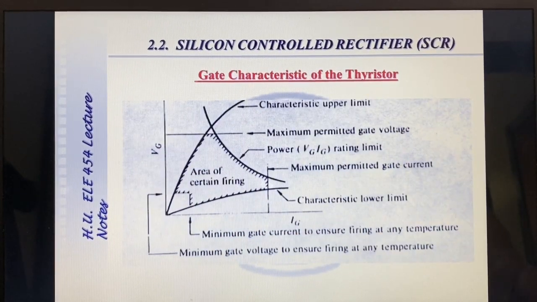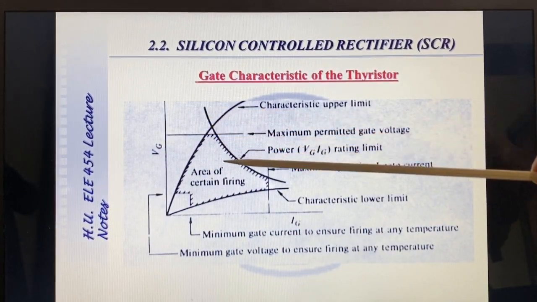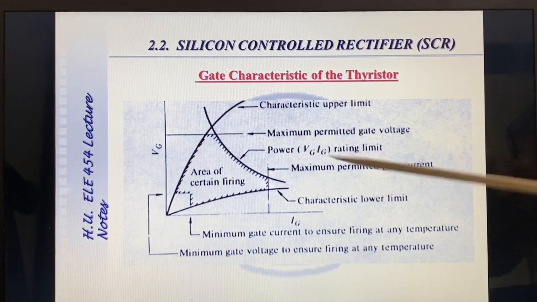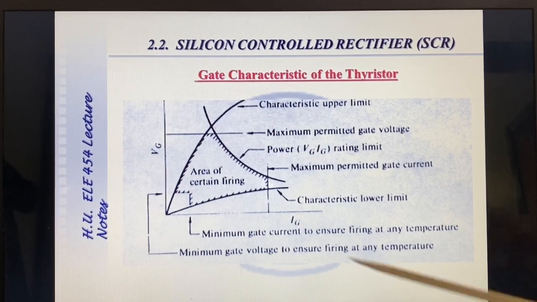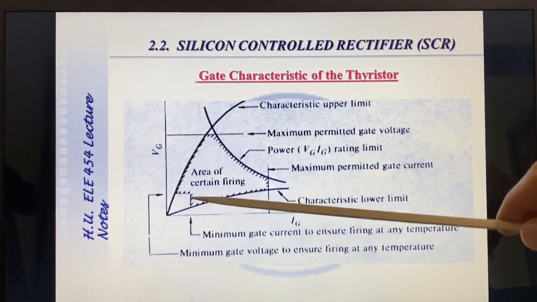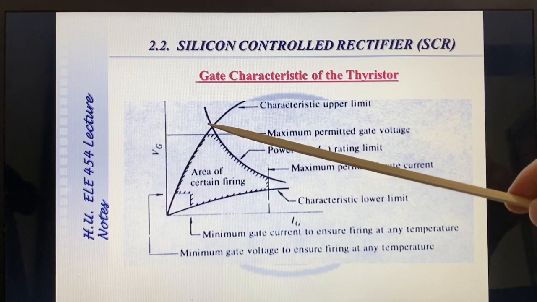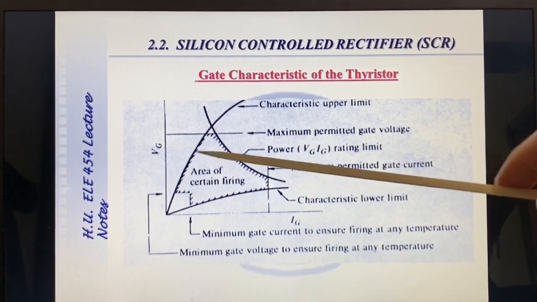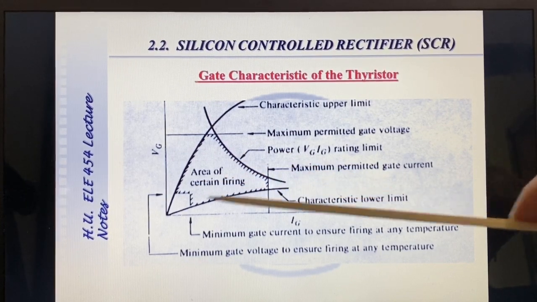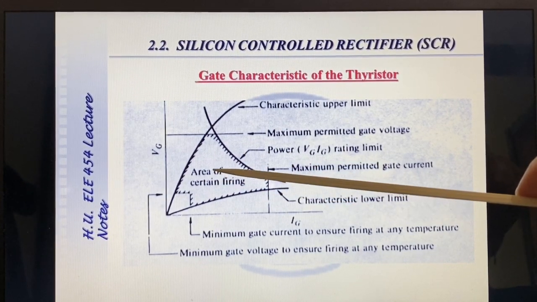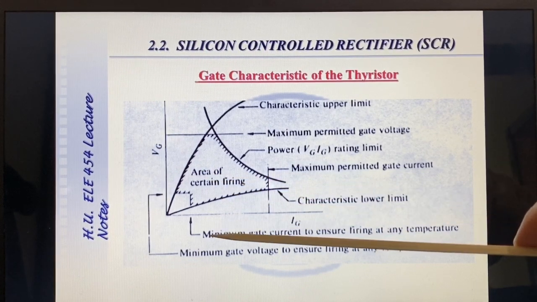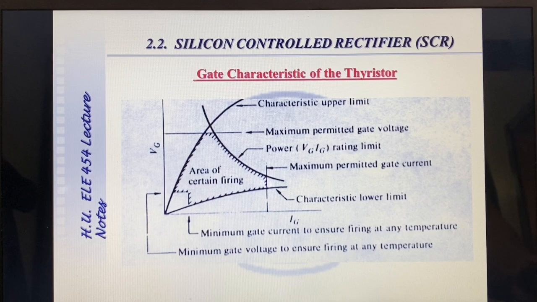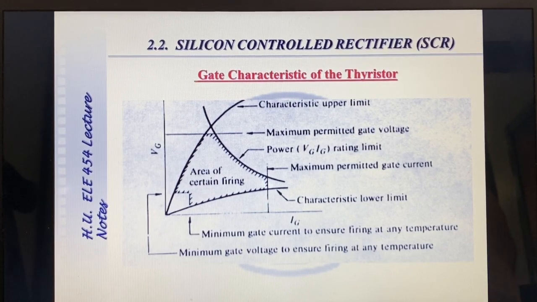So in other words, this is the power rating limit for the gate. Otherwise, the gate may be overheated. Minimum voltage and current limits are there, and minimum and maximum resistance limits there. So the area of certain firing is in between here. So you should apply such an operating voltage and current to the gate so as to turn the device on in a safe manner.